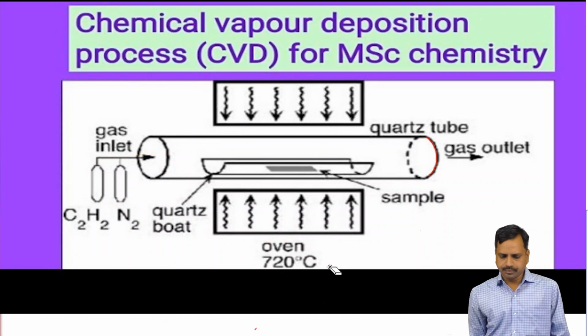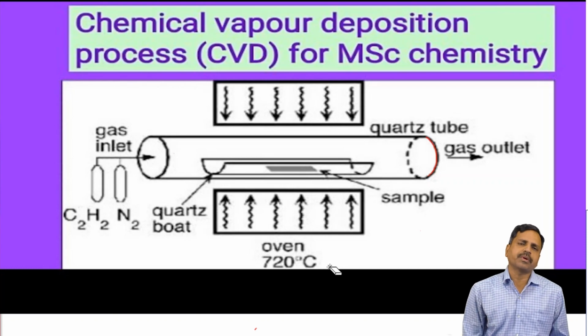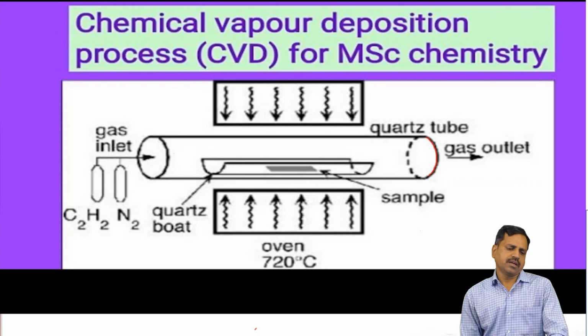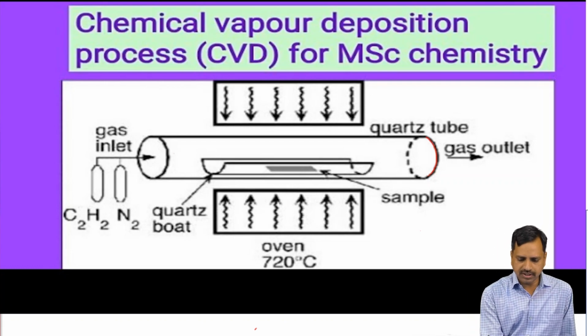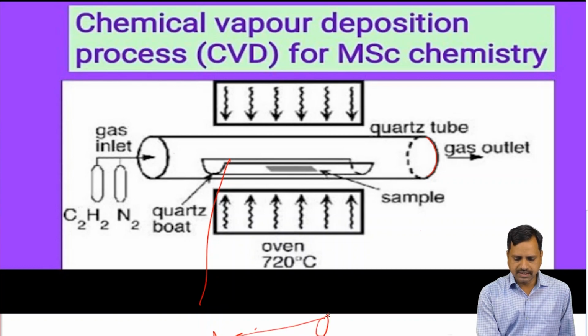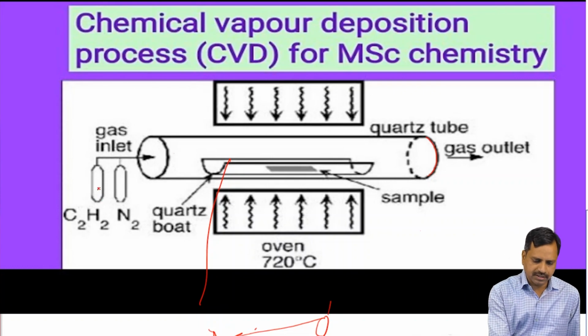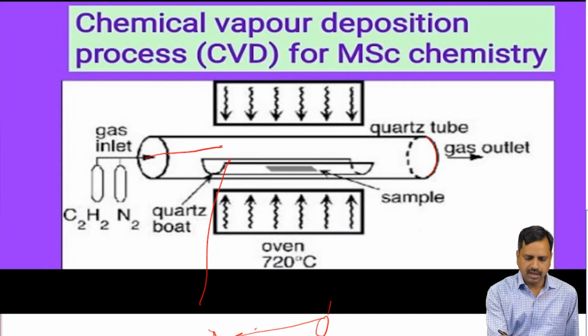Generally, this chemical vapor deposition method uses acetylene as a precursor gas and nitrogen as an inert gas. This one is called a boat. The acetylene gas passes through this chamber, and here there is a substrate.